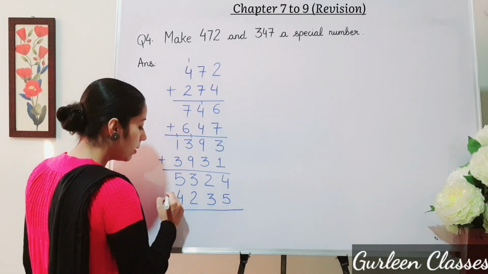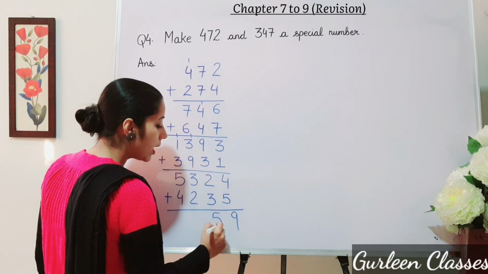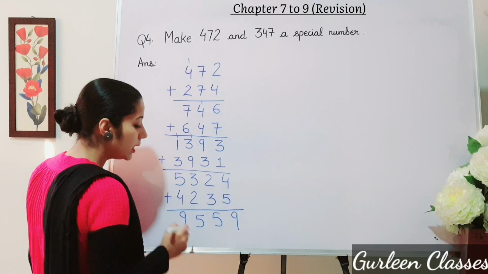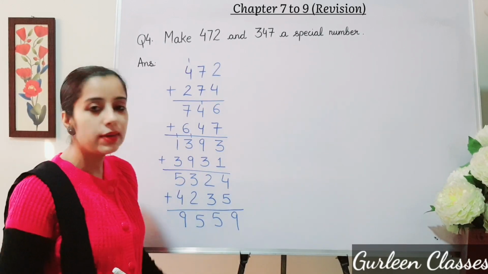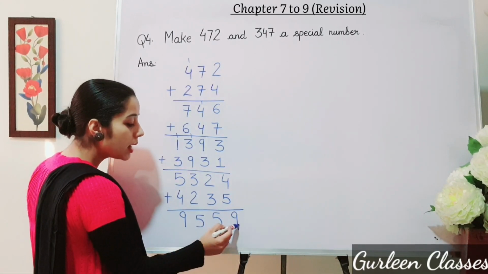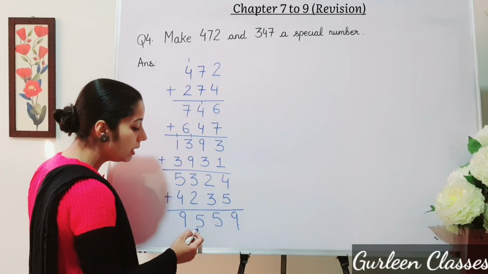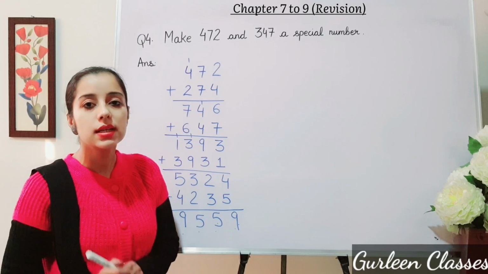So now add. 4 plus 5, 9. 2 plus 3, 5. 3 plus 2, 5. 5 plus 4, 9. Is this a special number? Yes. 9559 is a special number. If you read from the right side, 9559, and from the left-hand side, 9559, both sides it is the same. So it is a special number.